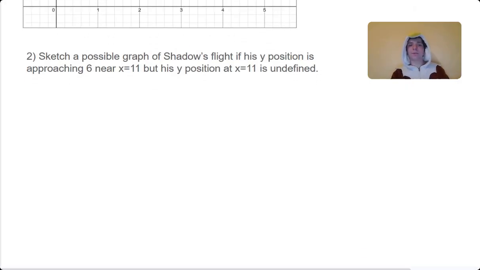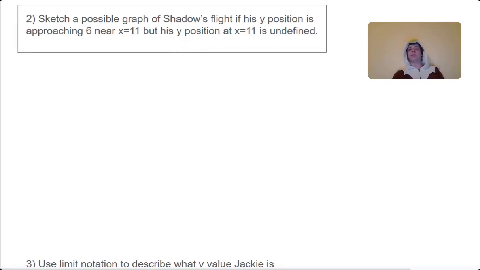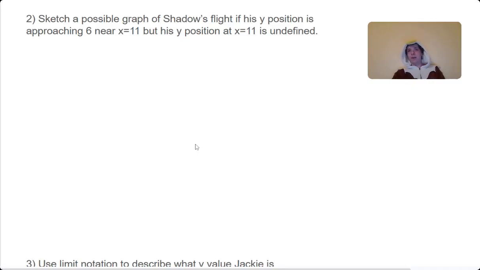Sketch a possible graph of Shadow's flight if his y position is approaching 6 near x equals 11, but his y position at x equals 11 is undefined. So this is basically the Shadow realm problem. He's going to be flying along on some path, but there's just going to be one point where he just doesn't exist. And then he's just going to keep going like normal. And I'll let you think about it for a minute yourself. You can pause the video of what a possible graph would look like. There's more than one right answer. You can draw any graph as long as the limit is good.